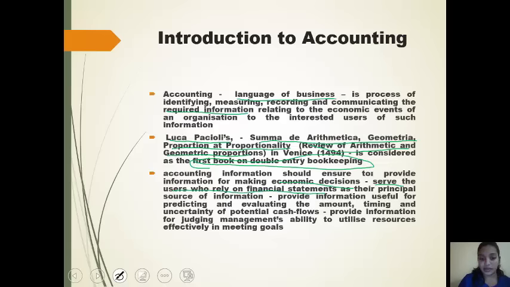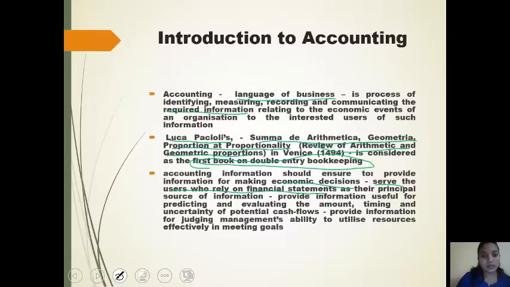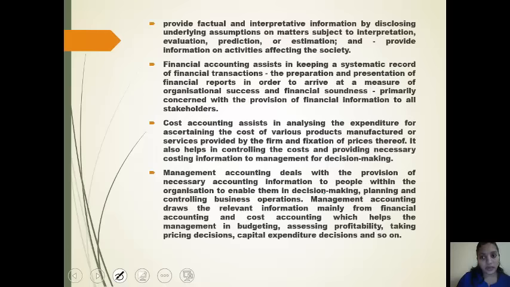statements as their principal source of information, provide information useful for predicting and evaluating the amount. Now, provide factual and interpretive information by disclosing underlying assumptions on matters or subjects. Financial accounting assists in keeping a systematic record of financial transactions. Cost accounting assists in analyzing the expenditure for ascertaining the cost of various products manufactured. Management accounting deals with the provision of necessary accounting information to people within the organization.